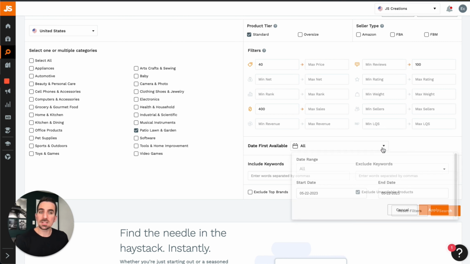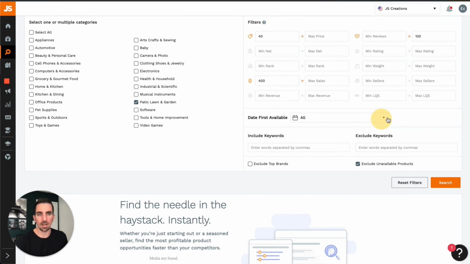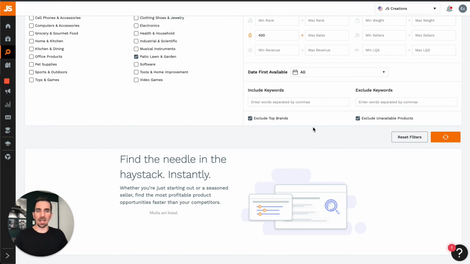You can also choose the date first available in case that's important to you. Usually products that have been on Amazon for several years will have a lot of sales history established, and so it can be harder to compete with them versus products that were just launched in the last year or two. And then again, if you have ideas for keywords that you want to include or exclude, you can of course put those in there. I will again exclude the top brands and any listings that are out of stock or otherwise suppressed by Amazon and therefore unavailable.